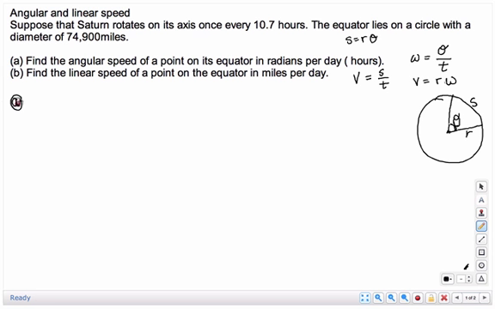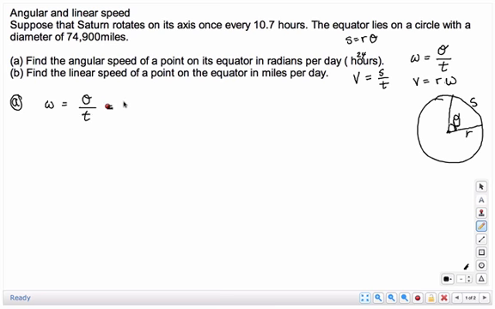So for the first part of this problem, it asks you to find the angular speed. We want the angular speed of a point on its equator in radians per day. There are 24 hours in one day, so we're going to want to know that. We need to know the angle over time.